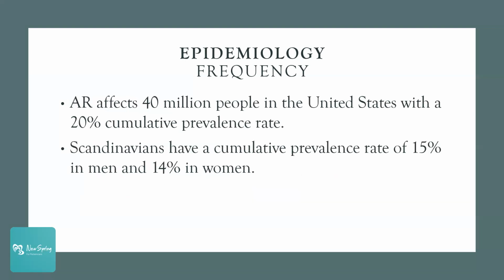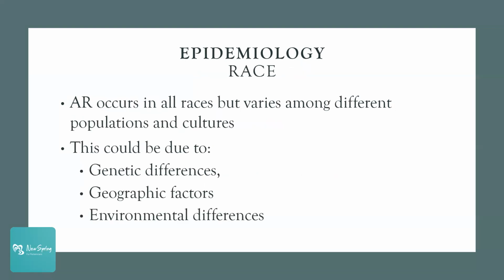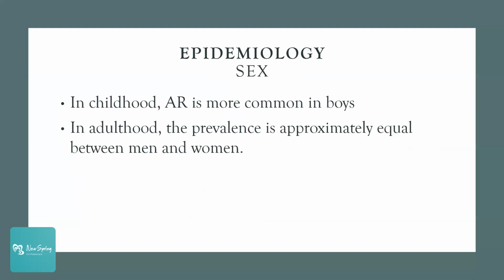The other thing, it is a frequent disease. So allergic rhinitis affects about 40 million people in the US alone, with a 20% cumulative prevalence rate. However, Scandinavians have a lower cumulative prevalence rate of 15% in men and 14% in women. If we talk about race, allergic rhinitis occurs in all races, but varies among different populations and cultures. And also this could be, as we mentioned in the beginning, due to the genetic differences and the geographic factors and even environmental differences from one race to the other.